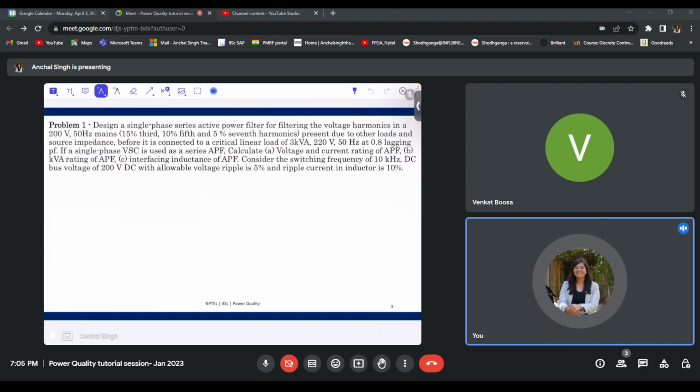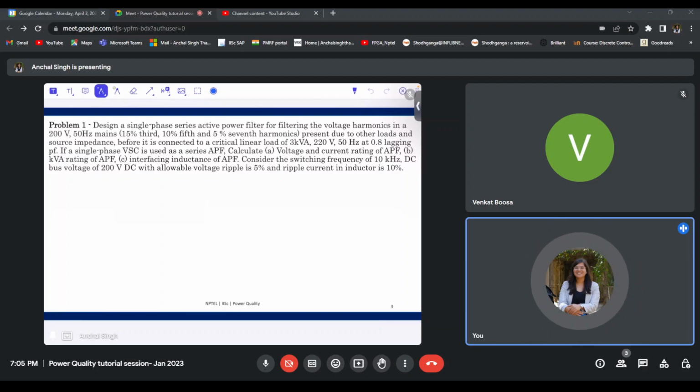we have to design a single phase series active power filter for filtering the voltage harmonics in a 200 volt 50 Hz mains system. And in this system, 15% of third harmonic, 10% fifth harmonic, and 5% seventh harmonic are present due to other loads and the source impedance before it is connected to a critical load of 3 kVA, 220 volt, and 50 Hz at 0.8 lagging power factor. If a single phase voltage source converter is used as a series active power filter, calculate A.